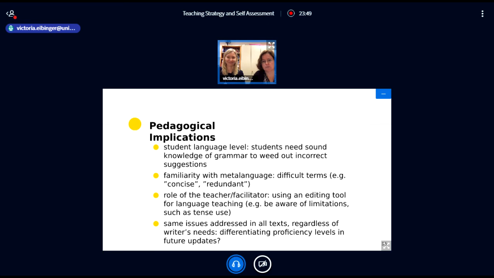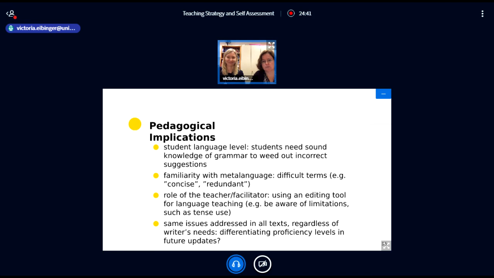Pedagogical implications, because we got into this because we wanted to see how we can use this editing tool for teaching. Based on our experiences and results, we would say how useful it is probably also depends on the language level of the students, because students do need a sound knowledge of grammar, specifically to weed out incorrect suggestions made by the tool, such as the examples Victoria just explained. It's not just about proficiency, they also need to be familiar with a certain type of meta-language, because Grammarly does use difficult terms such as concise and redundant in the comments. This has already improved, in our opinion, compared to earlier versions, but you still need to be familiar with this terminology to benefit from those suggestions.